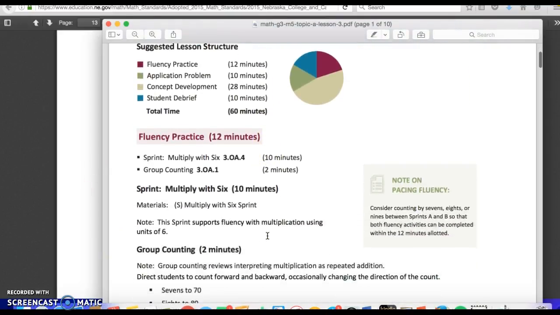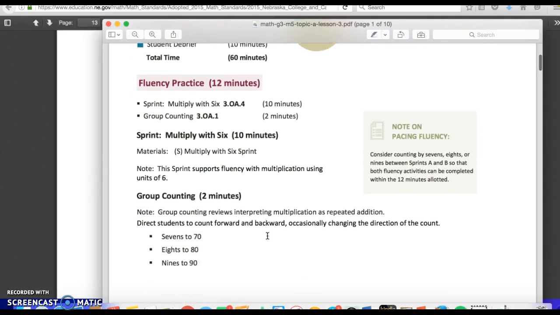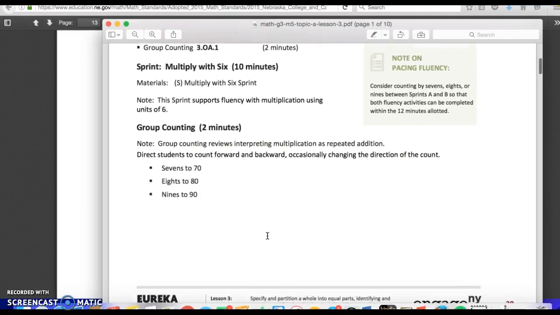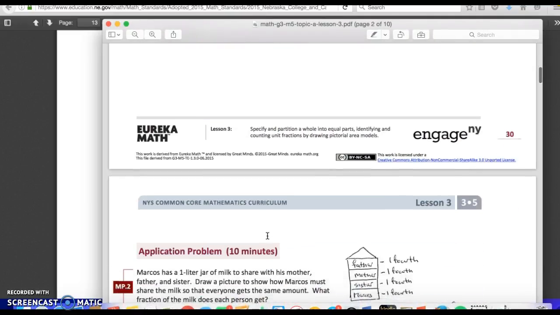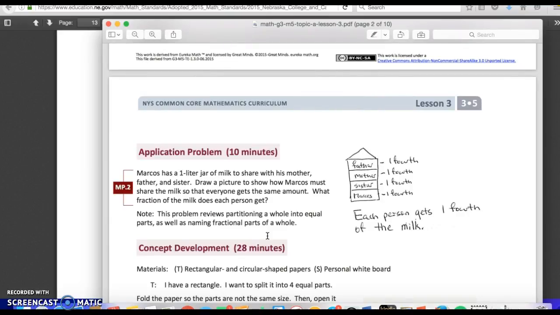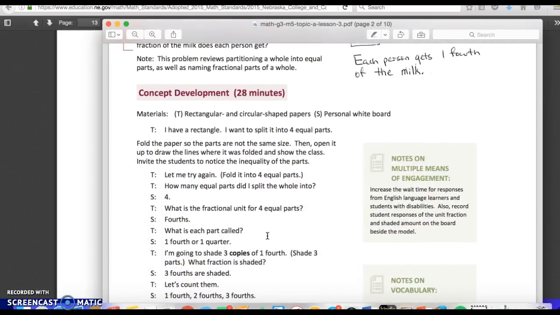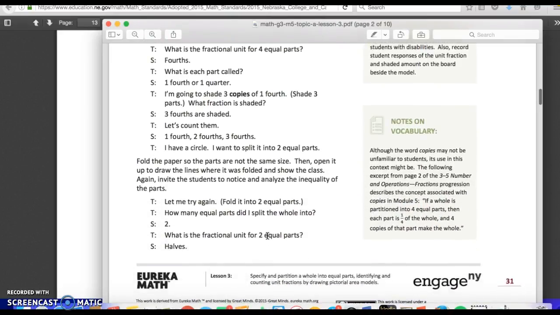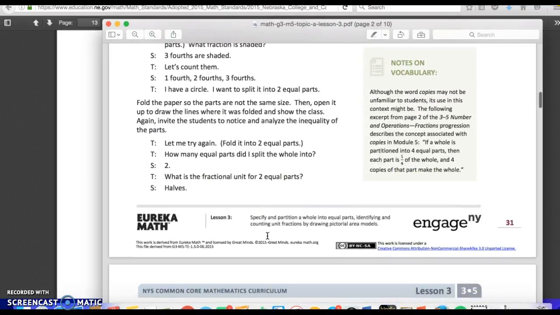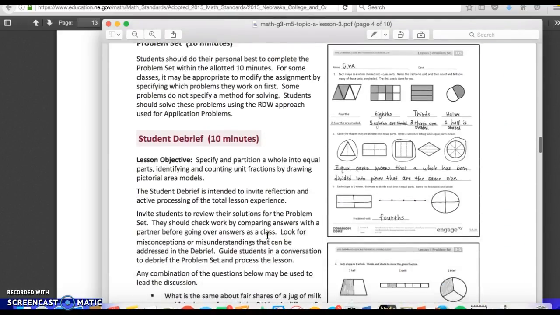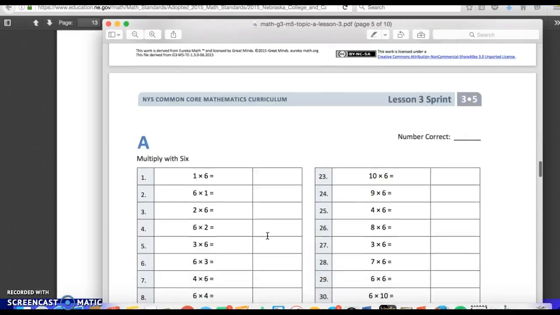All right. So if we scroll down, here's the fluency practice. It looks like they're multiplying with 6. That's their practice for the day, and then group counting. And then you go down, there's an application problem. These are usually story problems that students just do in about 10 minutes. And then the concept development, it's suggested around 28 minutes, and that's just the entire lesson. And then it ends with the debrief, which is down here. And then also there's worksheet examples.